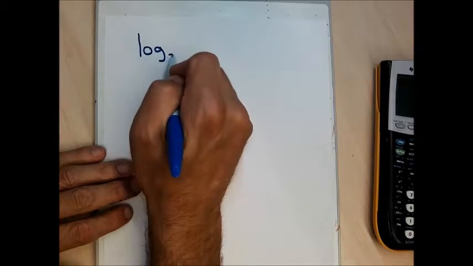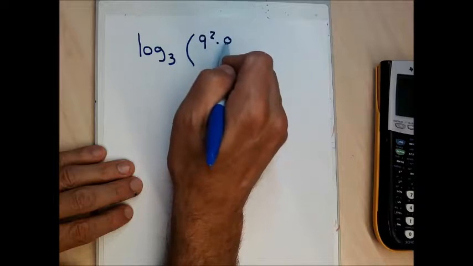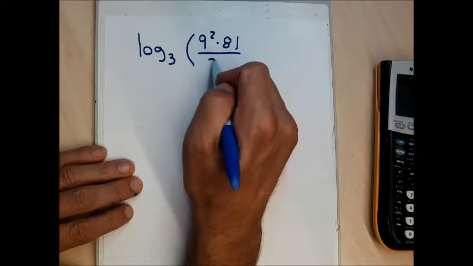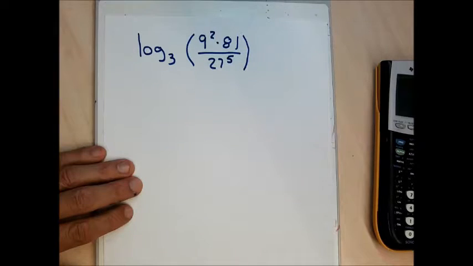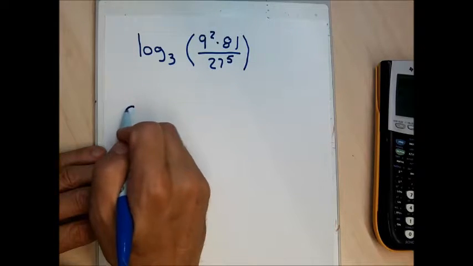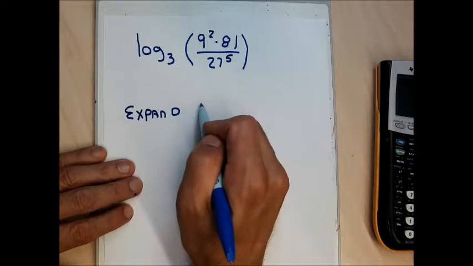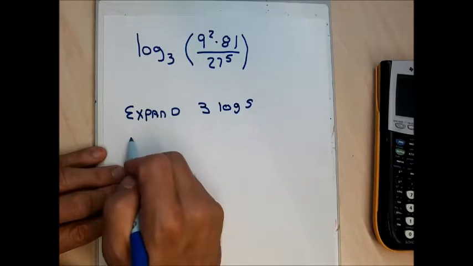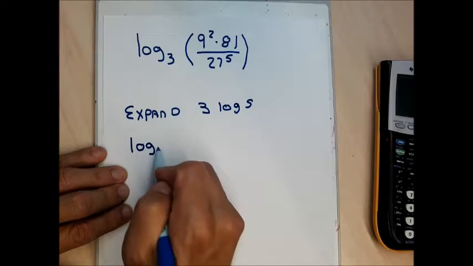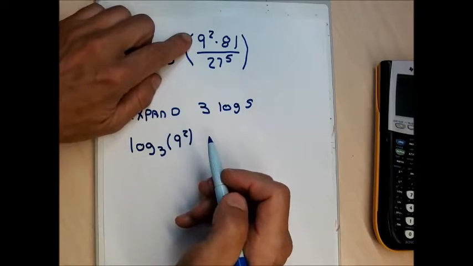The log base 3 of 9 squared times 81 over 27 to the 5th. Let me figure out how to expand that. Well, I'm going to expand that into 3 logs. So the first thing I'm going to do is expand into 3 logs, and one logarithm is going to have a 9 squared as its argument, because that's one of the 3 numbers.